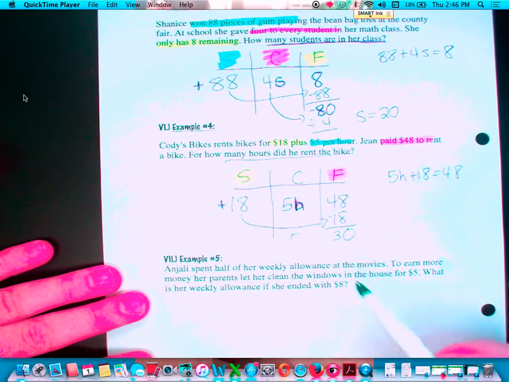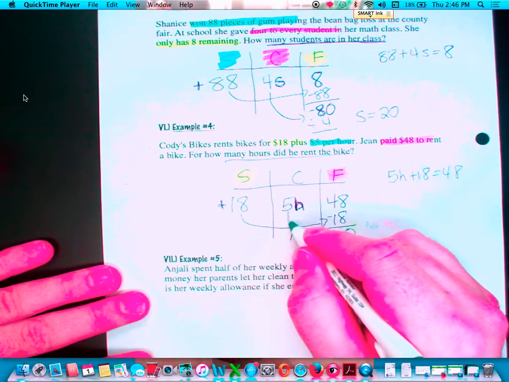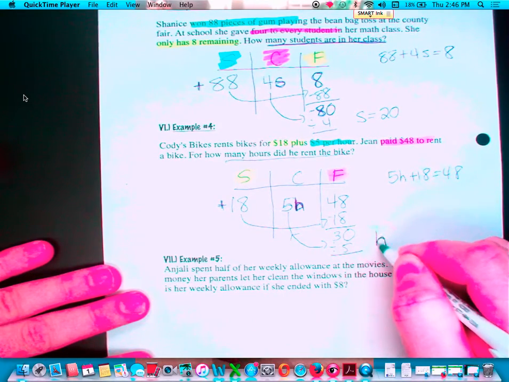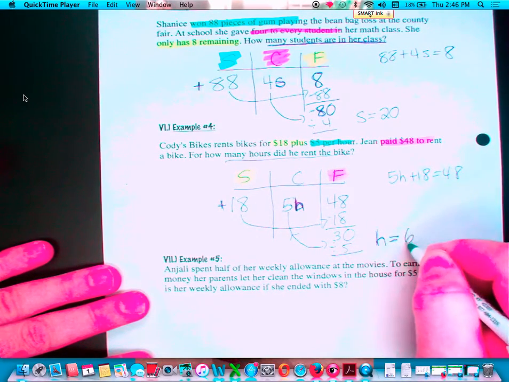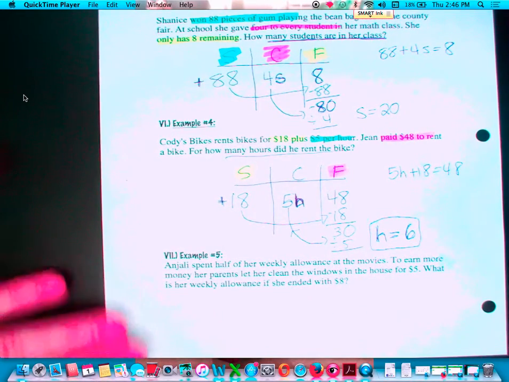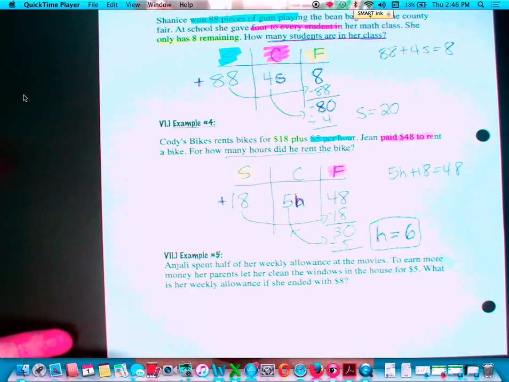Got to get rid of the 5 again. Remember, because it's multiplied, the opposite of multiply is divide. And I find out that h is going to be equal to 6. So she spent 6 hours renting her bike. That's why it cost her 48 bucks.